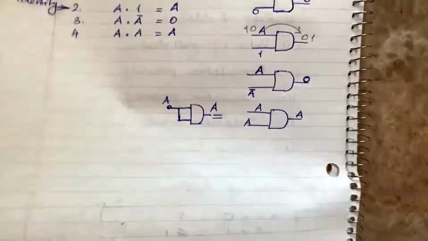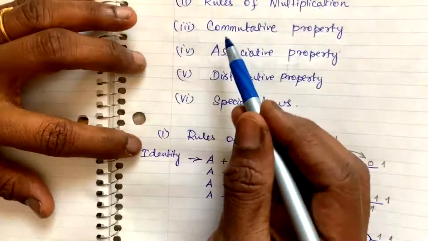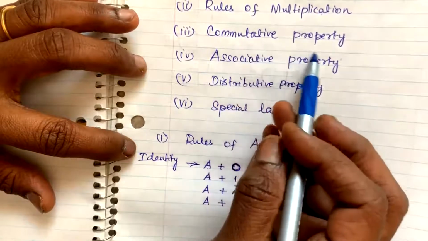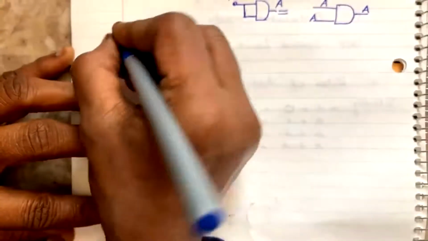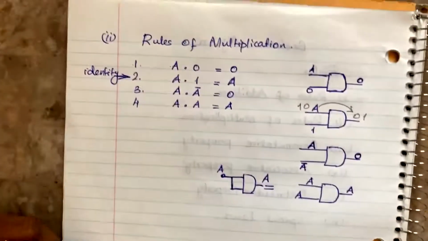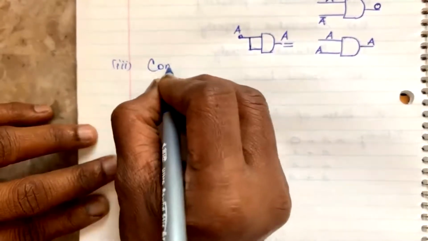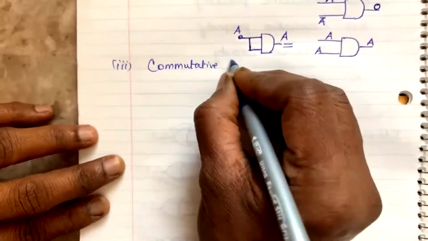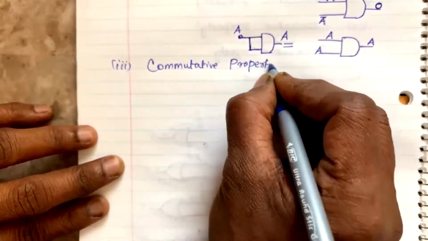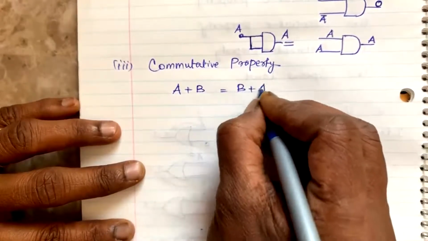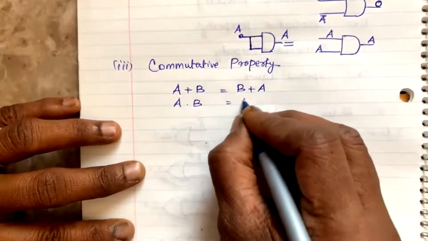We are here. Now, what is the third one? The third one is the commutative property. Commutative property is A plus B equals B plus A, and A dot B equals B dot A, okay? This is the second one. This is the third one. Commutative property: A plus B equals B plus A, and A dot B equals B dot A.